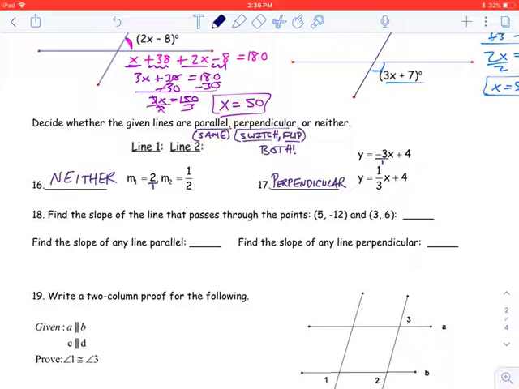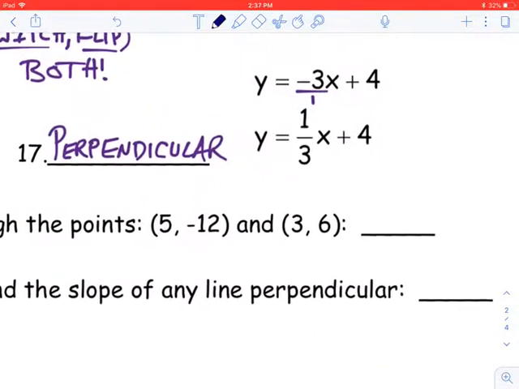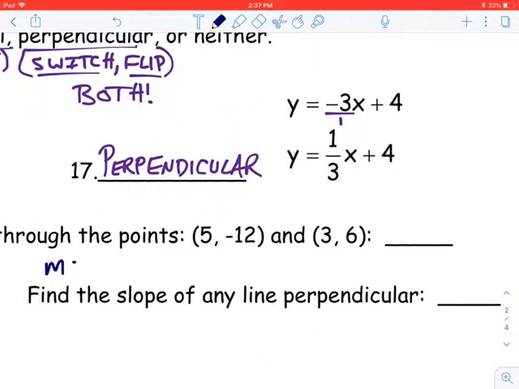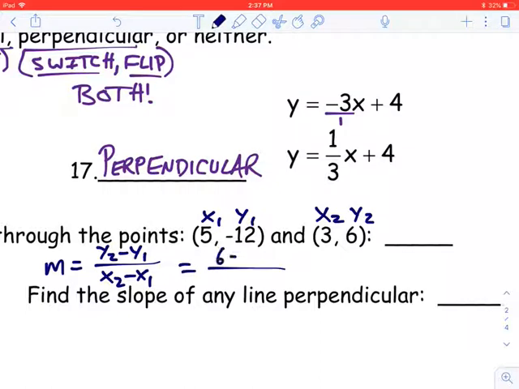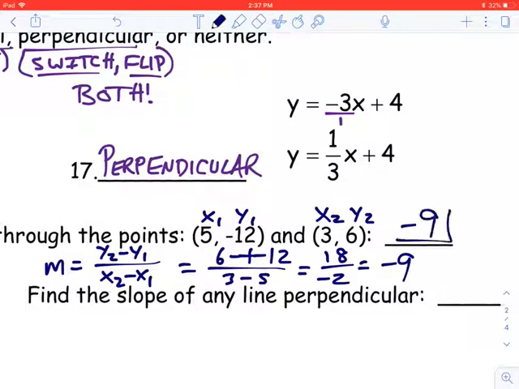Number 18, find the slope of the line. Remember our slope formula is y2 minus y1 over x2 minus x1. So here's my x1 and y1. Here's my x2 and y2. And we've got to set up our formula. So 6 minus negative 12 and 3 minus 5 on the bottom. Minus a minus becomes plus, so that's 18. 3 minus 5 is negative 2, and so negative 9 is my slope.